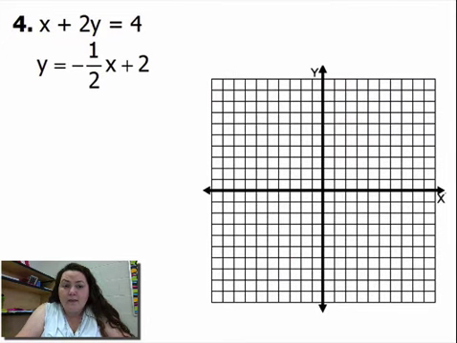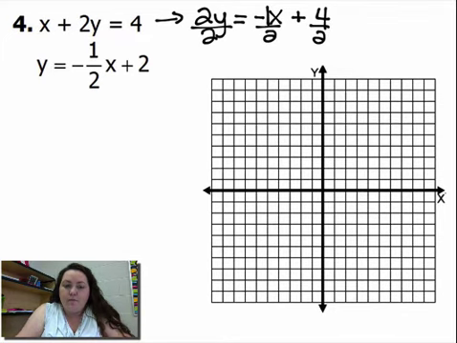Number 4, x minus 2y equals 4. I need to get that in slope-intercept form. So I'm going to subtract x on both sides. I want to get y by itself, so I'm going to divide everything by 2. Notice you can put a 1 in front of the x if you need to. I get y equals negative 1/2 x plus 2.